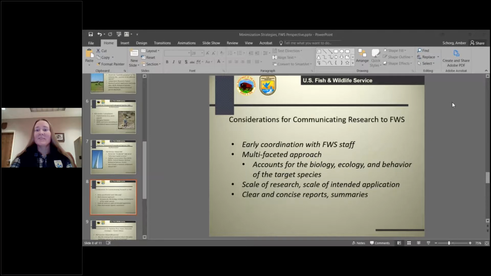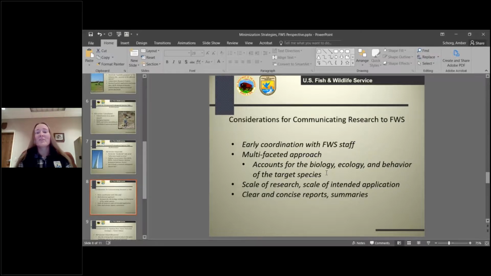All right, so that's just a quick introduction to some take authorization methods and ways that might be available to you that your local Fish and Wildlife Service folks can help you figure out if you're interested in pursuing one of those. So I wanted to share some thoughts as well about considerations for communicating research or the inclusion of an impact reduction strategy into a research plan with the Fish and Wildlife Service.